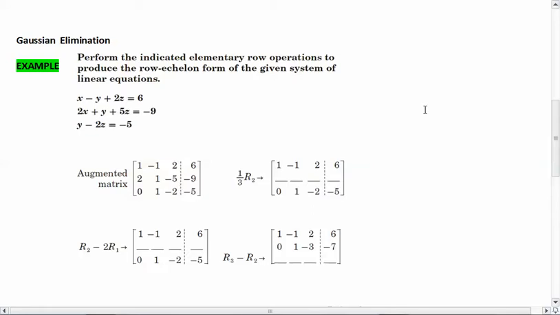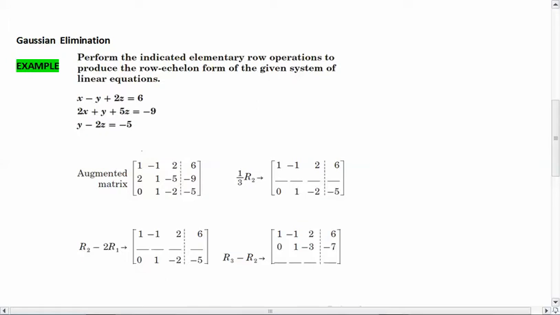and then to produce the row-echelon form, REF, of the given system of linear equations. So we're given three equations: x minus y plus 2z equals 6, 2x plus y plus 5z equals negative 9, y minus 2z equals negative 5. So we're just going to put all of that into a matrix.